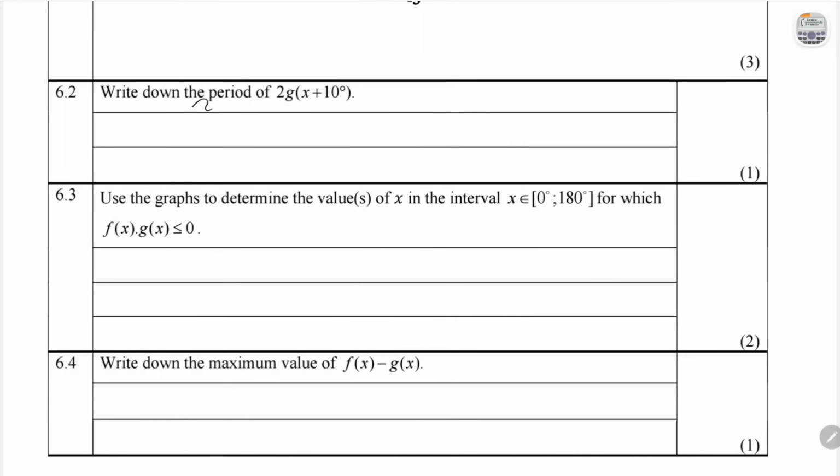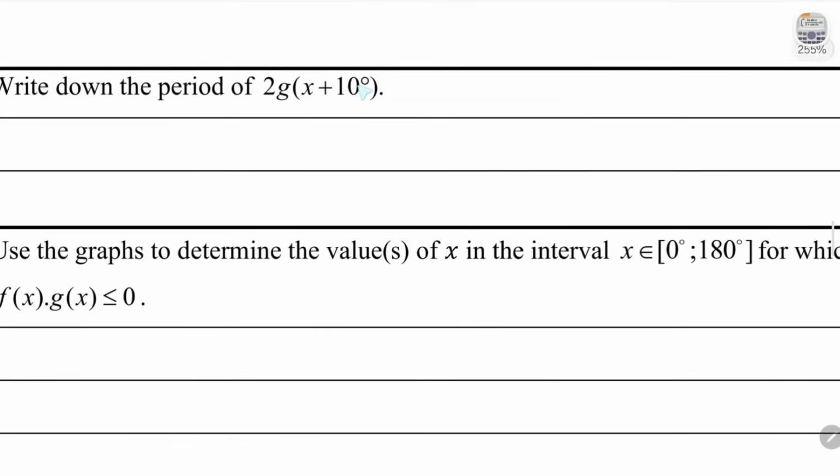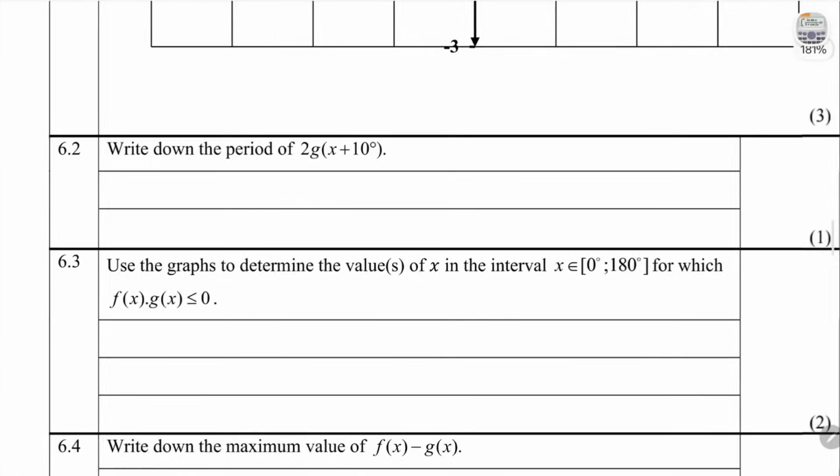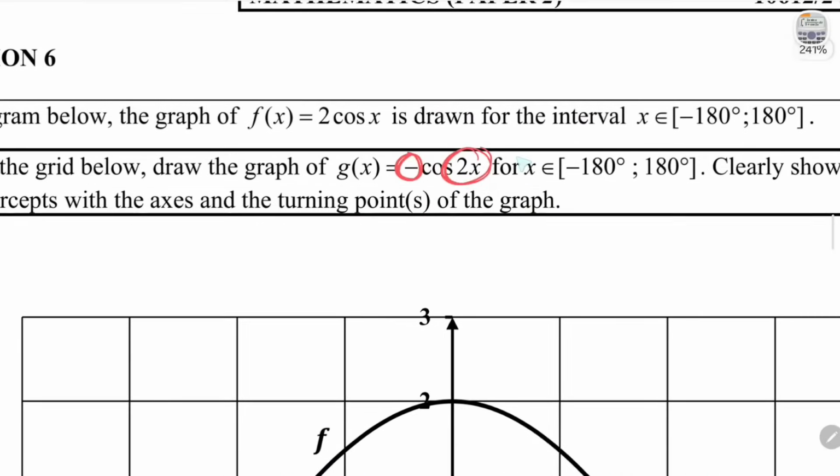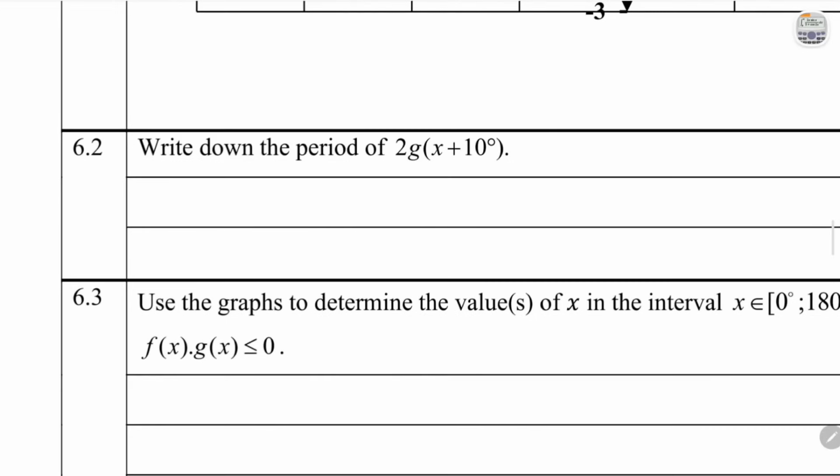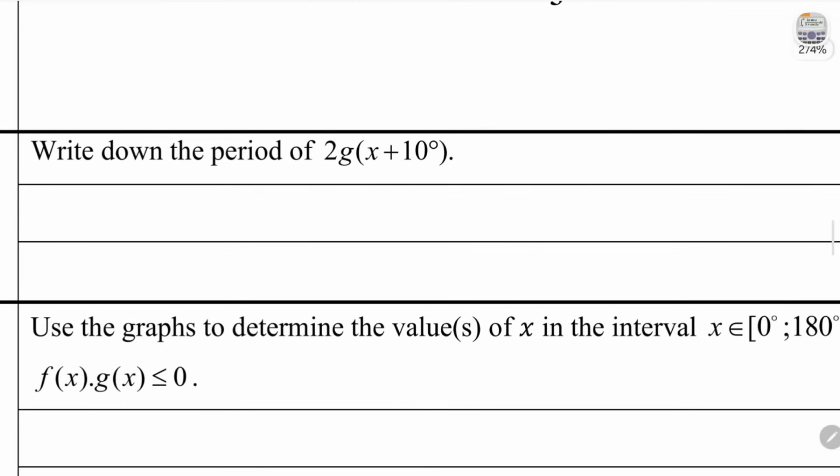Question 6.3 says, write down the period of G, and so 2G and then x plus 10 degrees. So they are multiplying 2 to the graph of G, and in place of x, we're going to substitute x plus 10 degrees. Looking at our graph of G, it's the graph that has negative cos 2x. So with that graph, you already had a negative cos 2x. So if we're just multiplying a 2 to it, it's going to become negative 2. And then in place of x, you're just replacing that with x plus 10 degrees.